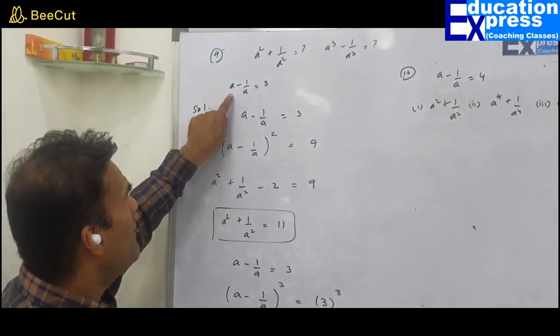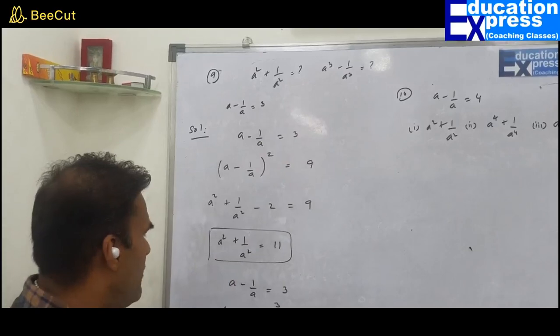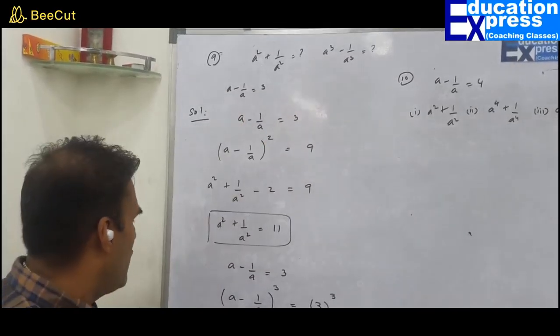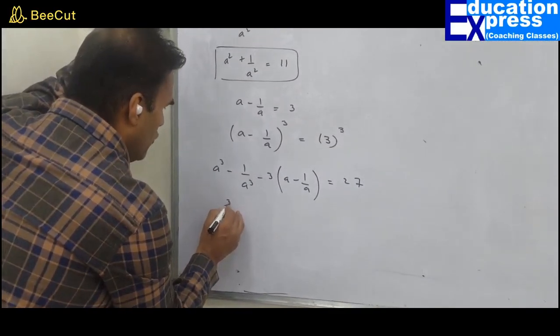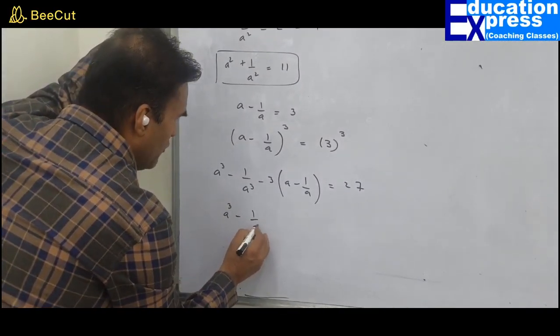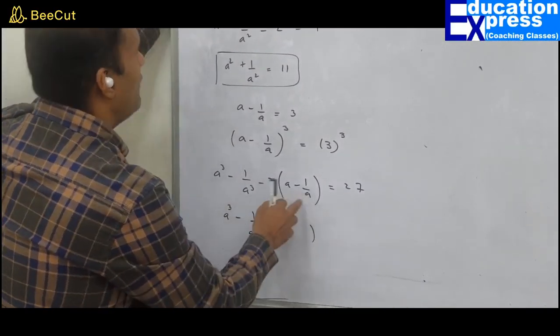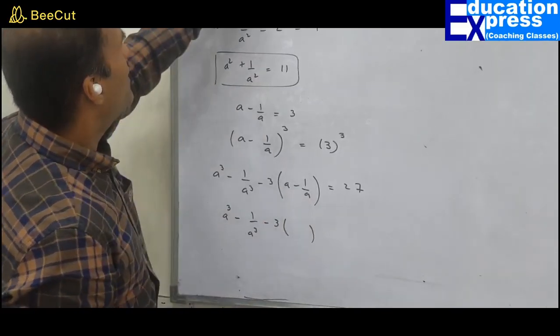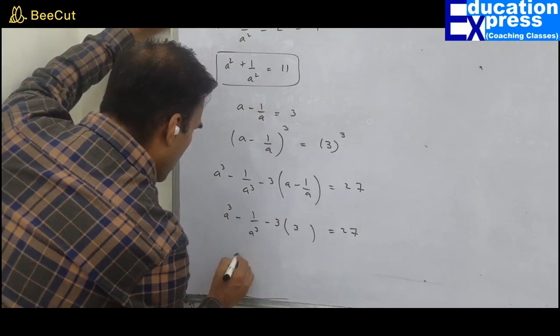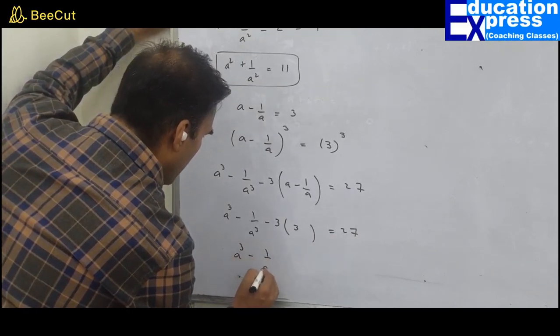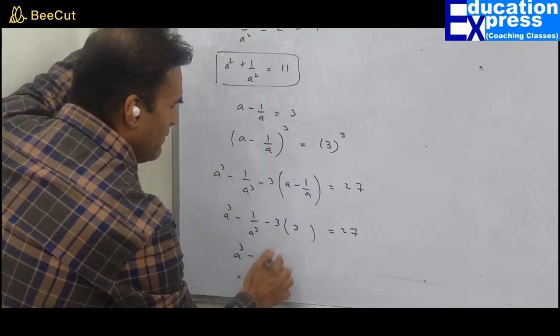Again over here, a minus 1 upon a is given, they have asked for a cube, so I am taking cube on both the sides. Let us substitute the values. a cube minus 1 upon a cube minus 3. What is the value of a minus 1 upon a? a minus 1 upon a is 3, equals 27. Therefore, a cube minus 1 upon a cube will result in minus 9.